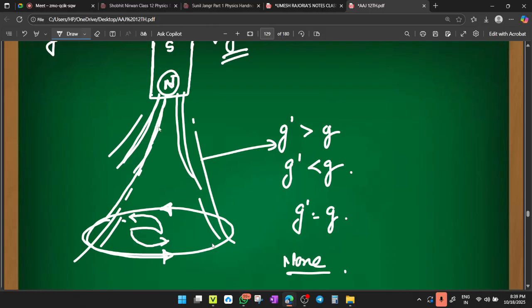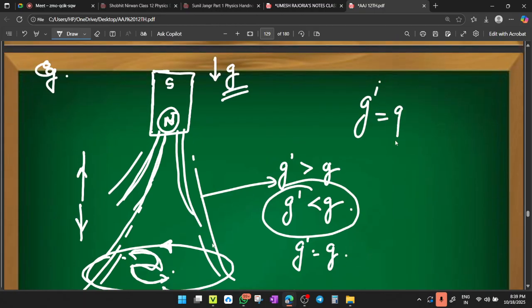Clear or not clear? Now, if this is the north pole and the upper face of this coil is also a north pole, right? So north and north repel each other, yes or no? So there is not only the gravitational force, a magnetic repulsion is also working there. So the net acceleration will be decreased compared to the previous one. This means the new acceleration will be less than the gravitational acceleration alone. Clear or not clear? It is less than, not equal. It will be less than the original acceleration, right?